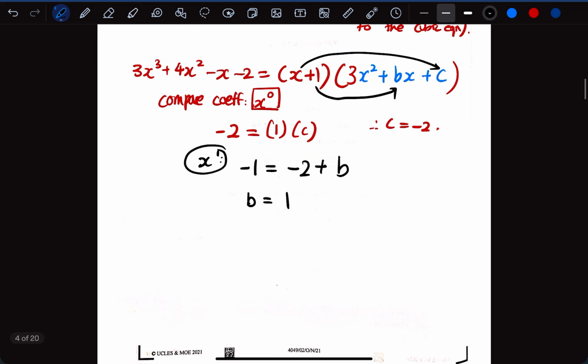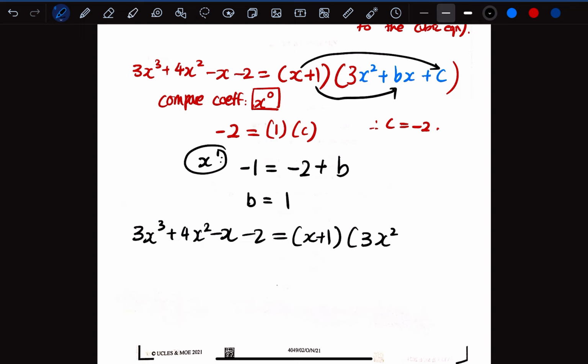And just like that, I have my cubic equation factorized to become x plus 1, 3x squared plus x minus 2. And we can further factorize this using our quadratic factorization. Right, so you can press your calculator again, 3, 1, and then -2. We get this to be 3x minus 2 and x plus 1.